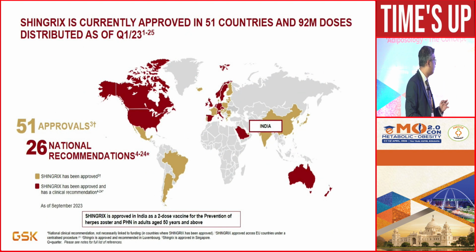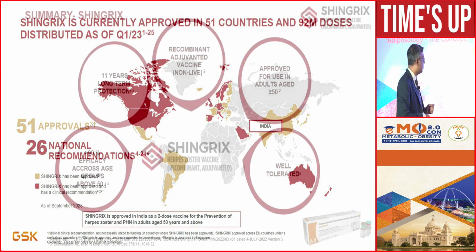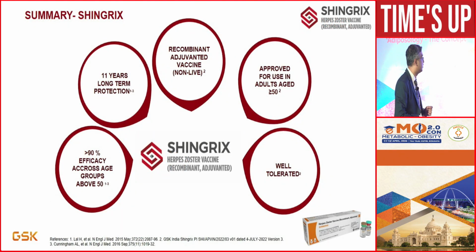Now, it's approved in 51 countries with 26 national recommendations. Because of this very robust data, most of the countries across the world have accepted it and have also formulated national recommendations based on it.